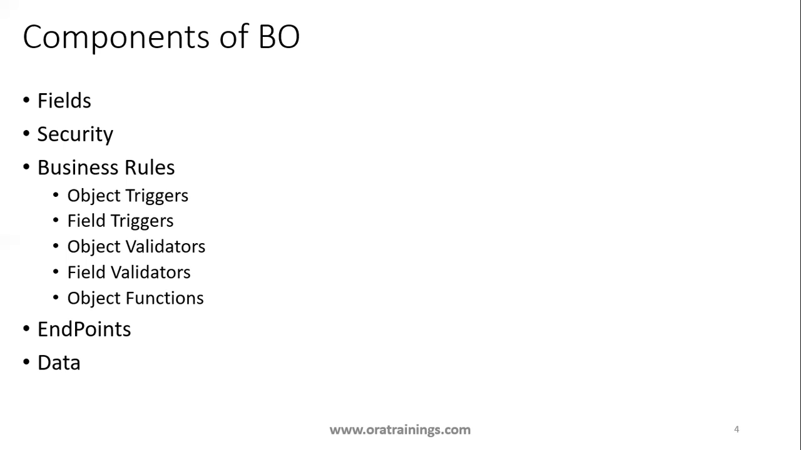Whenever we create a business object, it automatically generates the endpoints for you. You need to share these endpoints with the third party, so that they can access your VBCS application's business object data using those endpoints. And next one is, what is data? Data is nothing but data, right?